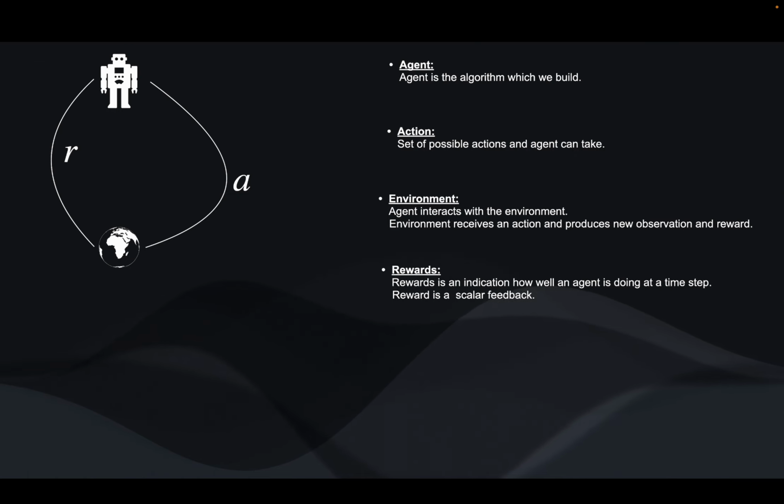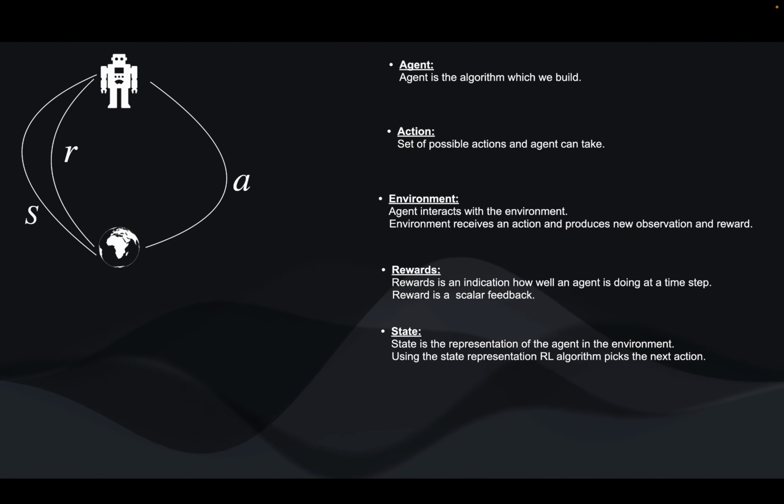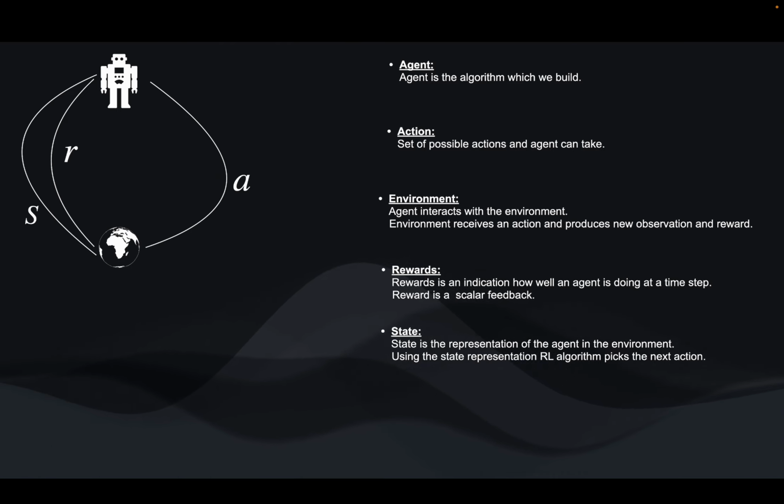This reward is generally a scalar feedback. You should remember that the reward is a scalar feedback, because we will use this concept when we talk about RLHF, right? So the environment not only emits the reward, it also emits a new state. Based on the action, the agent will move to a different state, and that state is a representation of the agent in the environment, right? So using the state representation, the RL algorithm picks the next best action, right?